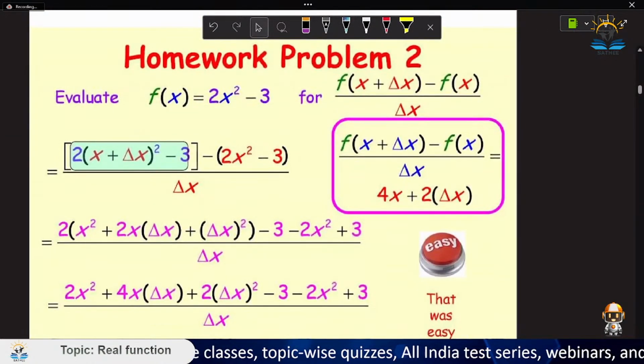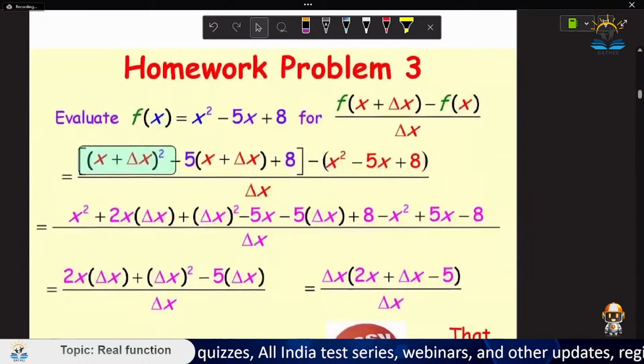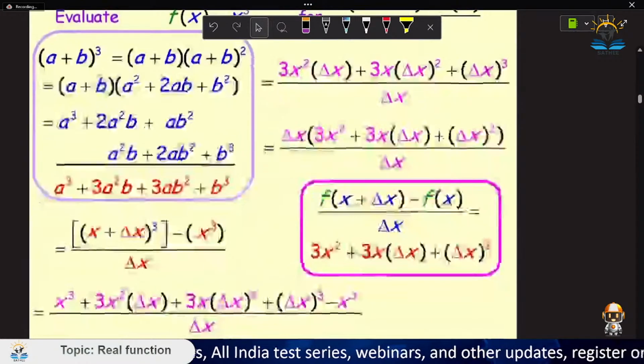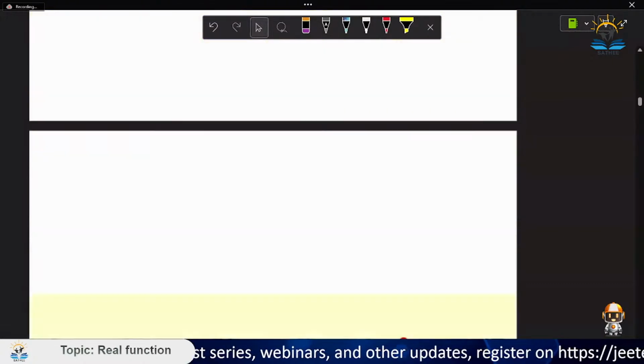Yeah, let's do another problem. It is simply putting up values and calculating it. It's not that tough. I hope you're able to do this. Let's move on. This is also a good equation, but not that fun.